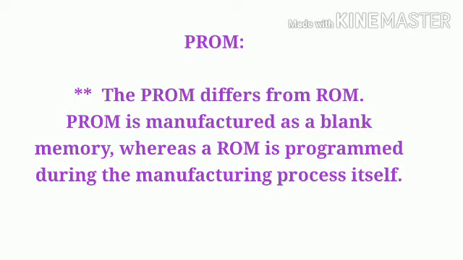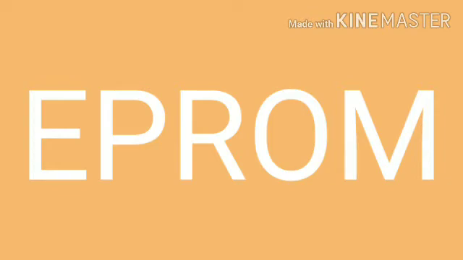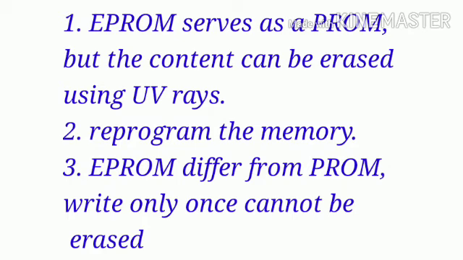The main difference between ROM and PROM is, in ROM, data is pre-recorded at manufacturing time. Okay, but PROM is manufactured as a blank memory. Okay, we store the data in PROM. Next one is EPROM, that is erasable programmable read-only memory, which is like a PROM, but the only difference is in PROM we cannot erase the data, but in EPROM we use UV rays to erase the data. This is the main difference between EPROM and PROM.